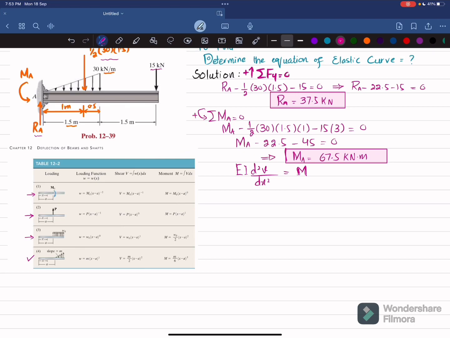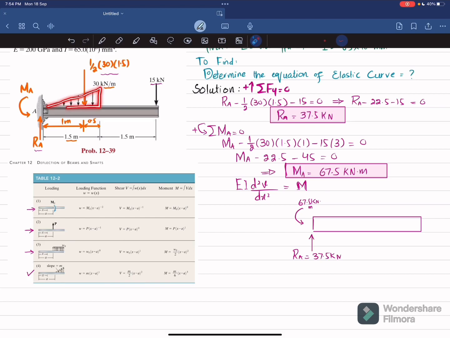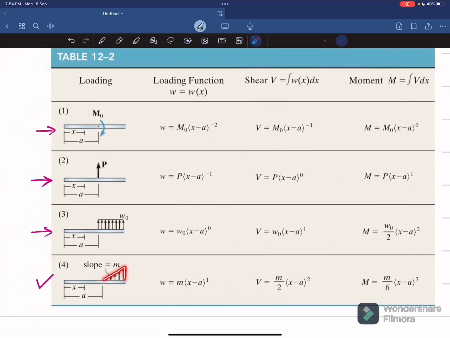So what if I draw the free body diagram? If I draw the free body diagram of this beam, it will be like this, where you have Ra, that is equal to 37.5 kilonewton. You have the moment, which is 67.5 kilonewton meter. Now you can see that here you have a uniformly increasing load up till this length. And from this table you can see this uniformly distributed load starts from here till the end, and this is at a distance from A from this.